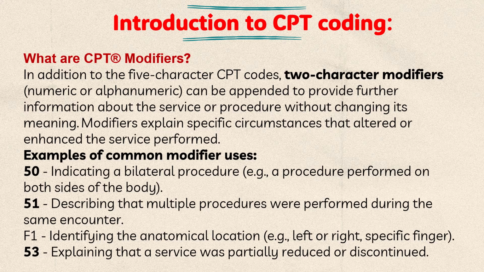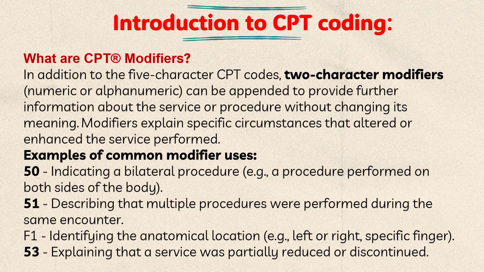For example, the common modifier uses are 50. It indicates a bilateral procedure. Example, a procedure performed on both sides of the body. 51 is describing that multiple procedures were performed during the same encounter. F1 is identifying the anatomical location, example left or right or a specific finger.